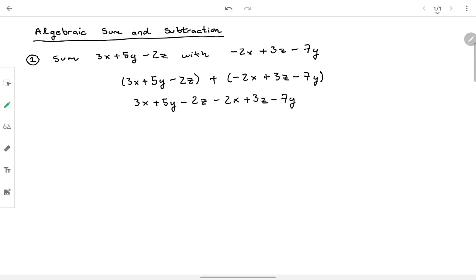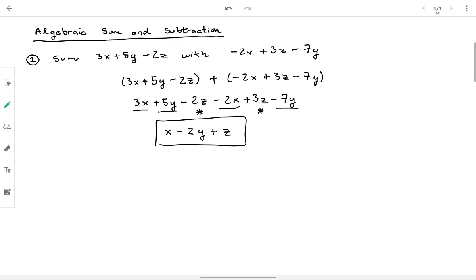Then in this case, remember, our answer must be in order, so we need to use alphabetical order. In this case, we are starting with letter x, like term simplification. So 3x minus 2x is only 1x. Then we are going to use y. We have 5y minus 7y, that will be minus 2y. And at the end, we are going to do letter z. 3z minus 2z is positive z, 1z, but remember the number 1 we don't put. So this will be our final answer, x minus 2y plus z.